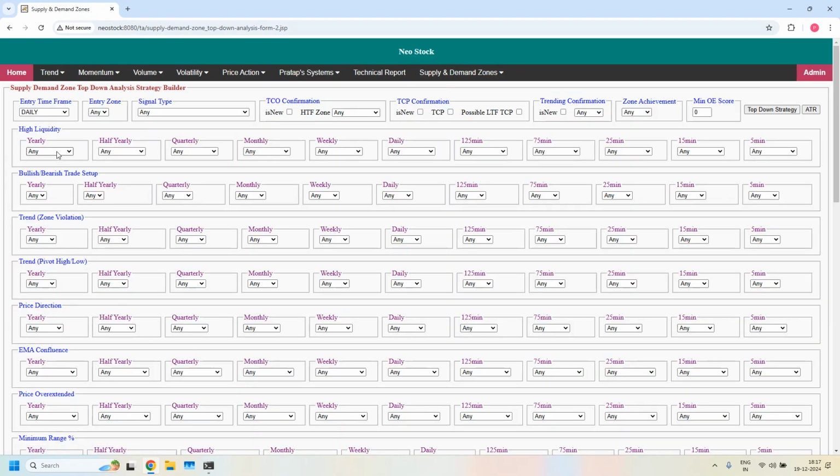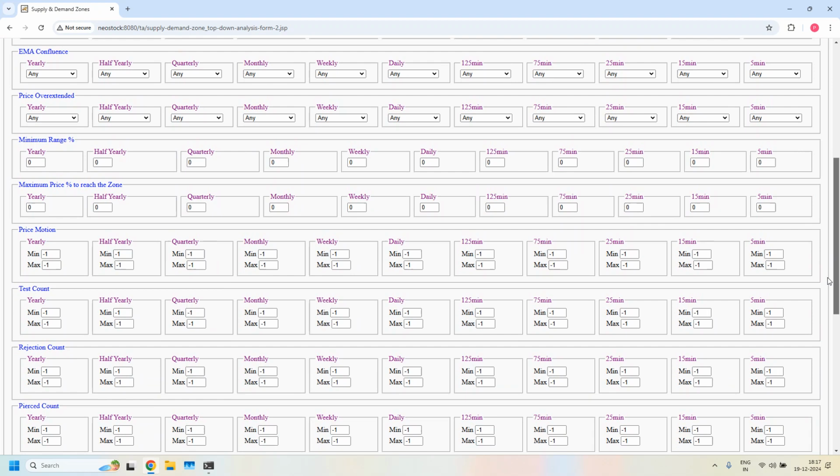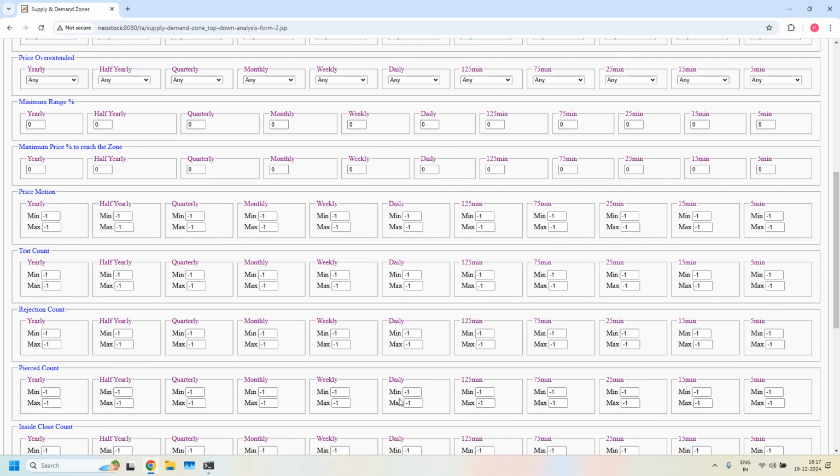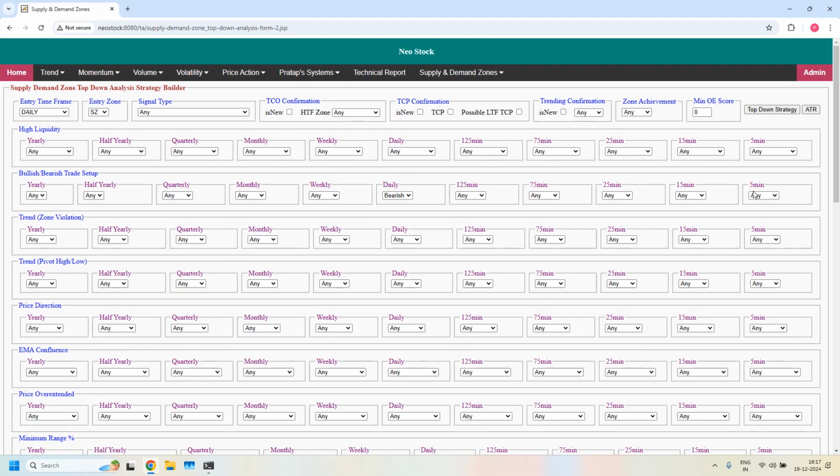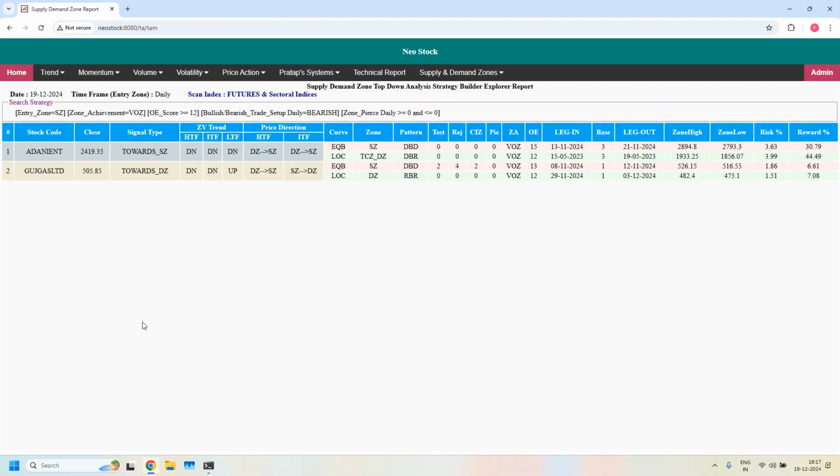Next, bearish trade setup for monthly income trade. Entry time frame daily, entry zone supply zone, bullish or bearish trade setup at daily. I am selecting bearish. This daily supply zone should not be pierced. So in the pierced count, daily time frame, I am setting minimum value 0, maximum value 0. Zone achievement violated, opposing zone, minimum odd enhancer score 12. Let's filter. We got 2 stocks.